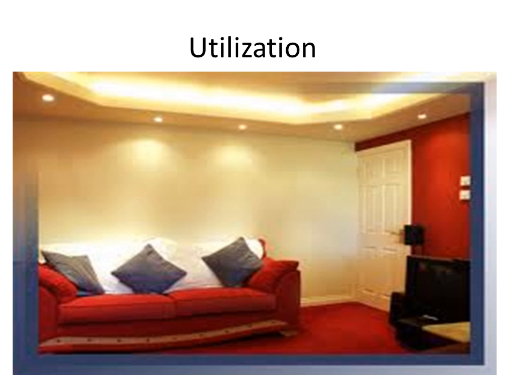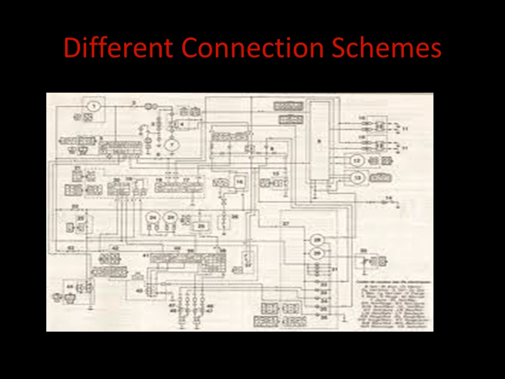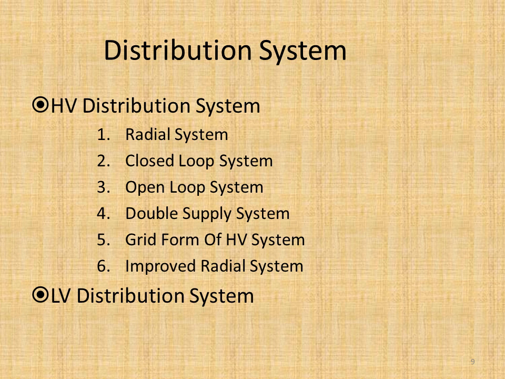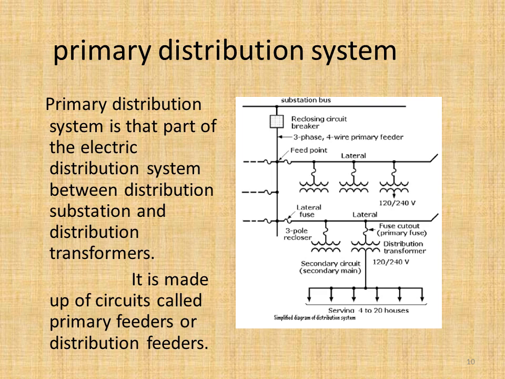There are different connection schemes for the distribution system which are followed. The types mainly include the high voltage distribution system, in which the radial system, closed loop system, open loop system, double supply system, grid form of high voltage system, and improved radial system are included. The substation and distribution transformer are made up of circuits called primary feeders or distribution feeders. This is the schematic of a primary distribution system.